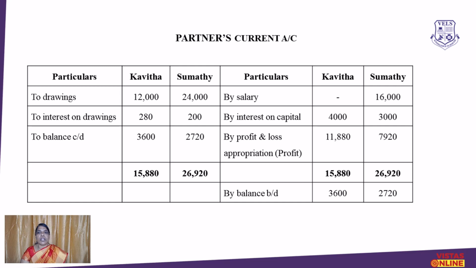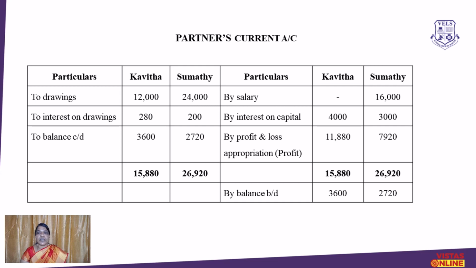After that we can equalize. First we equalize the Kavita amount column. In the Kavita amount column the total is 15,880. From it you have to subtract the debit side total. You will get the balance 3,600. So we can write it to balance CD 3,600.